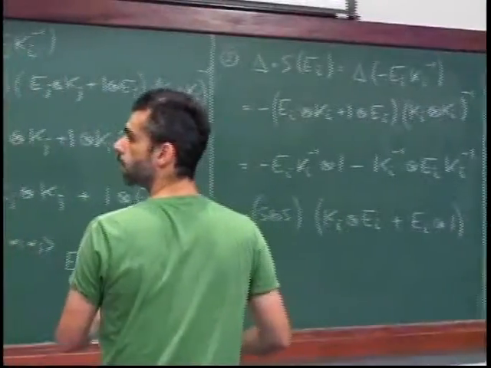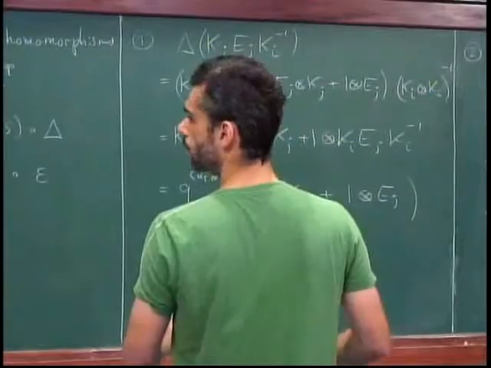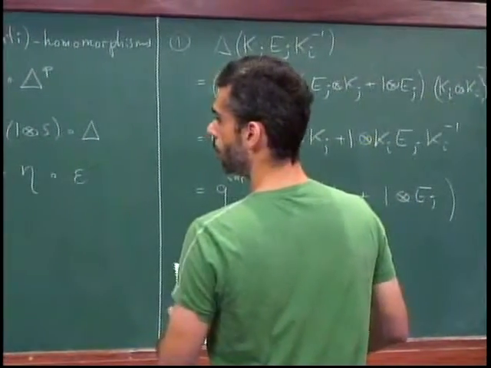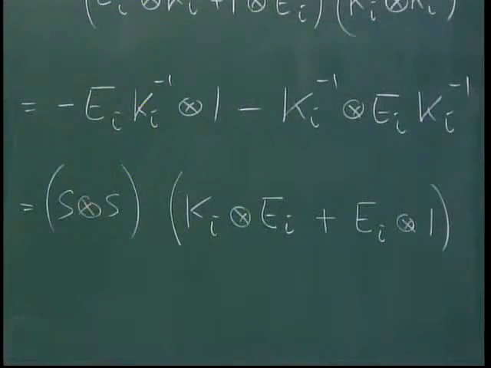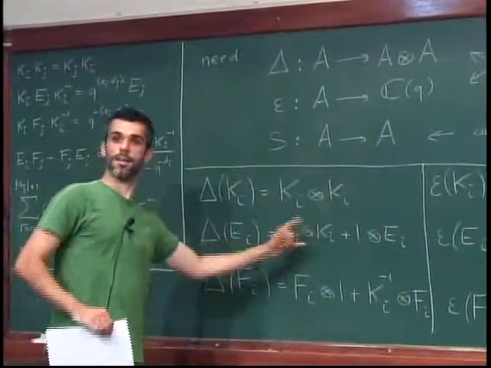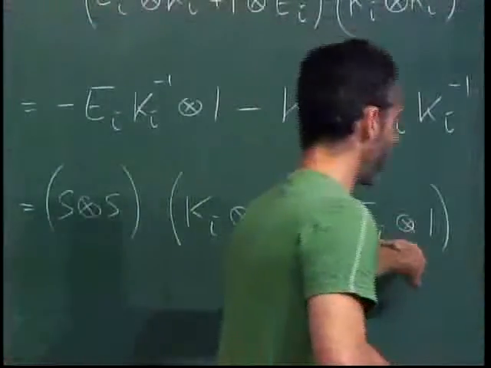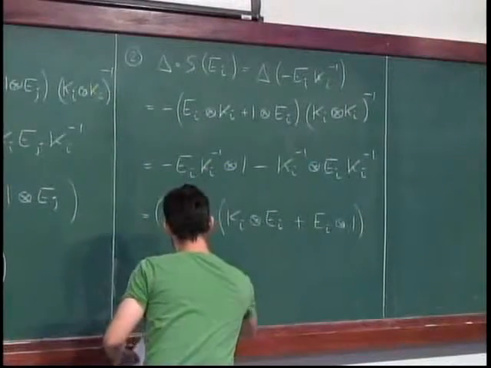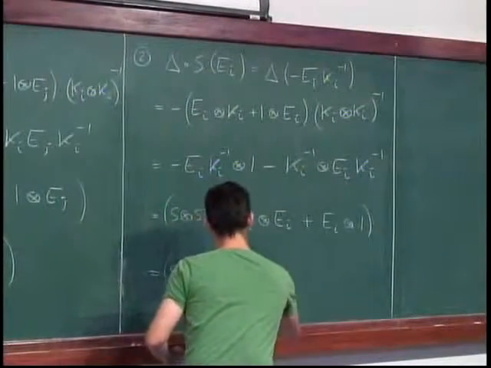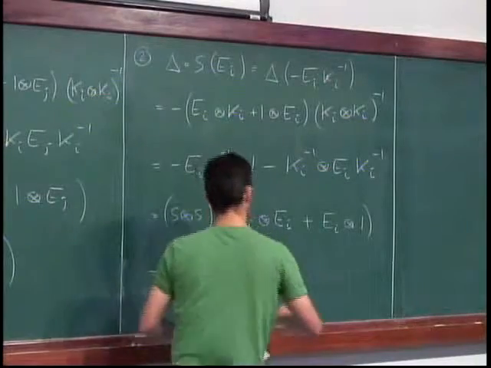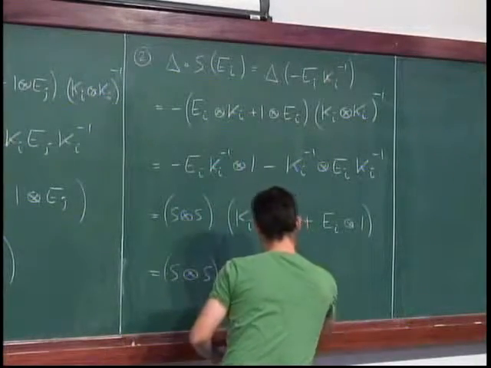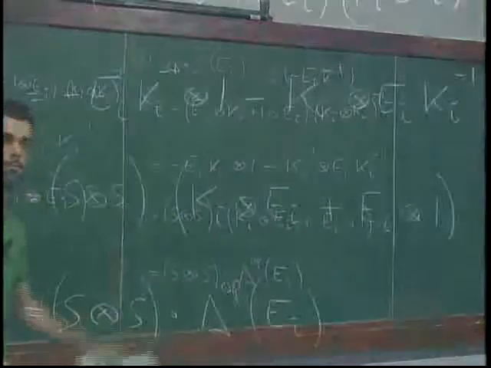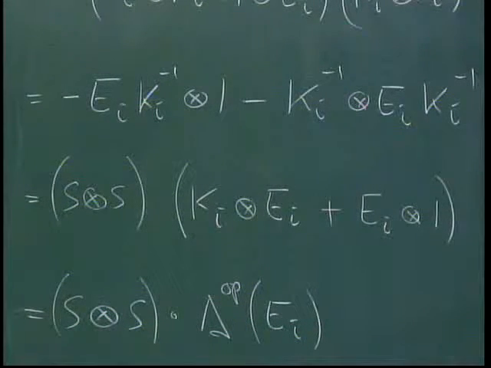Let's see. Was that a good idea to do it like that? Why did I do it like that? I did it like that because I wanted to be able to see right away that this is exactly that in the opposite order, and that is exactly the other in the opposite order. So this is exactly S tensor S composed with delta op applied to ei. So again, rather straightforward.